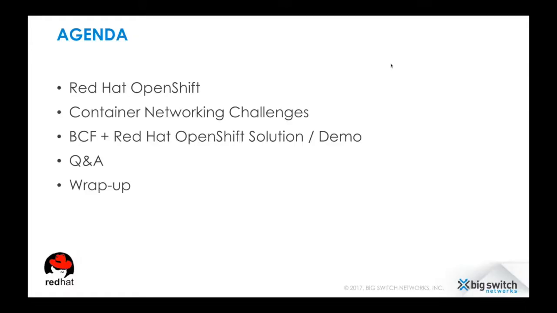We have a full agenda for today's webinar, so we're going to get started. What we're going to talk about in today's presentation is production-ready container networking. We're going to start with an overview of the Red Hat OpenShift solution, and we'll also cover the drivers for that solution. We'll then get into the challenges around container networking and introduce you to the Big Cloud Fabric and Red Hat OpenShift joint solution. We'll also do a demo walkthrough of the solution, and finally, we'll leave time at the end for questions that have been submitted during the broadcast. So let's get started.